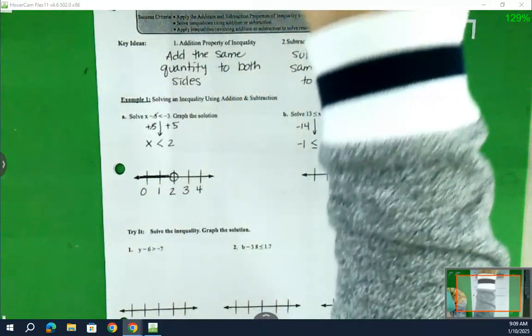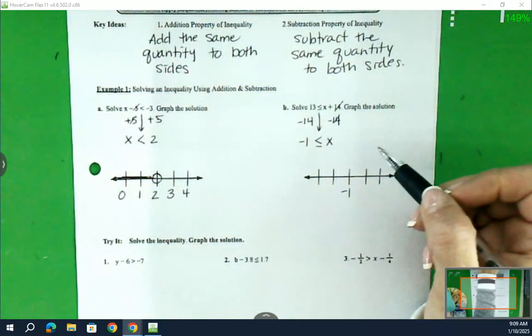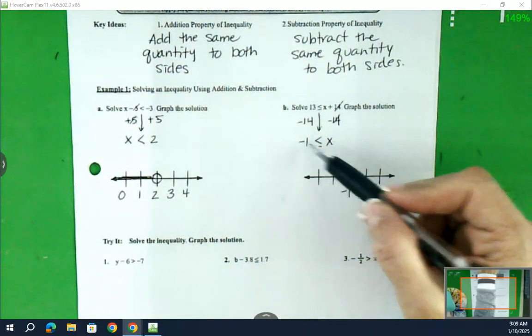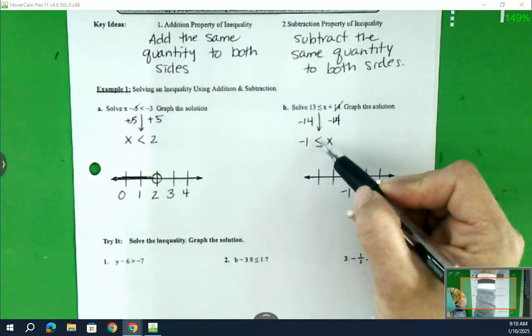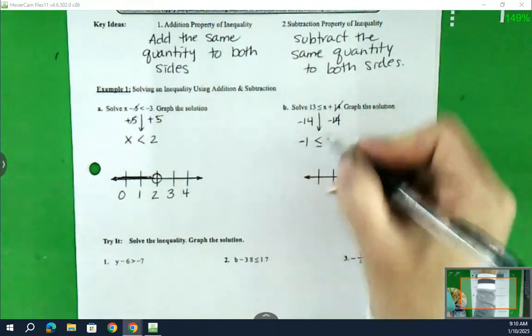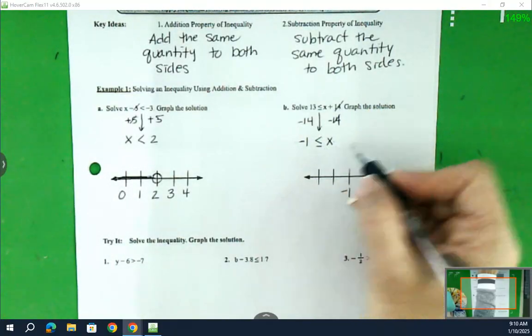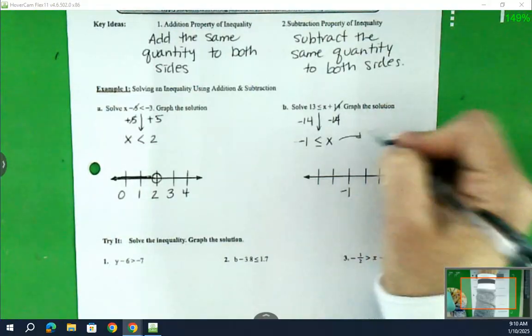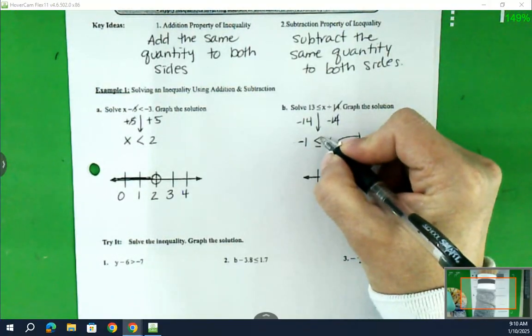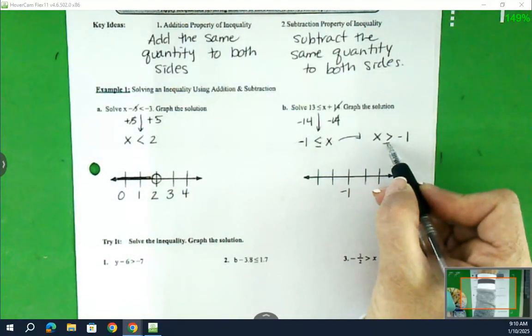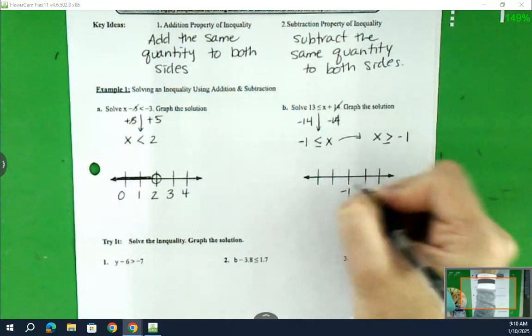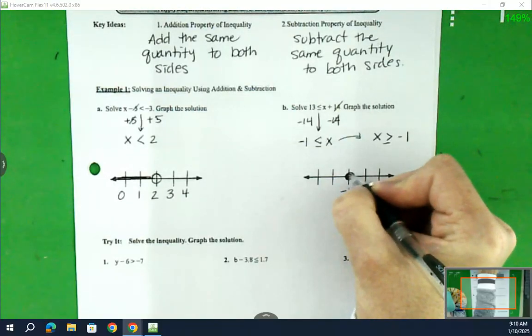Okay, when we go to reading this inequality, we're reading it from the position of x. So this says x is greater than or equal to negative 1 because negative 1 is less than or equal to x. So if you would like to rewrite it, I usually like to rewrite it, remembering that the open part goes to the x here, because that helps me know that I'm going to be shading to the right, that x is greater than or equal to it.